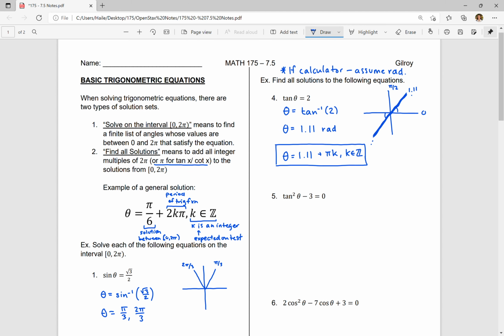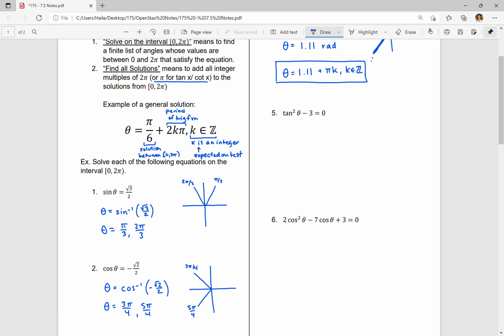Okay, let's try another example. So this next one, we have tangent squared of theta minus 3 is equal to 0. So let's solve for theta. So this is a little different than the ones we've done so far, but you're just going to solve for theta just like a regular equation. So we're going to add 3 to the other side. So we have tangent squared of theta is equal to positive 3.